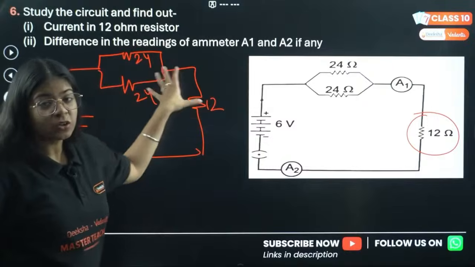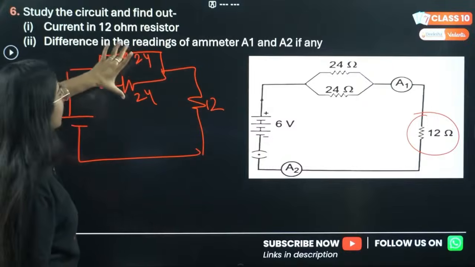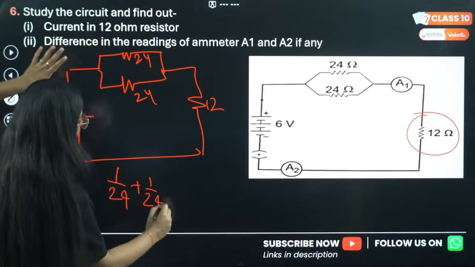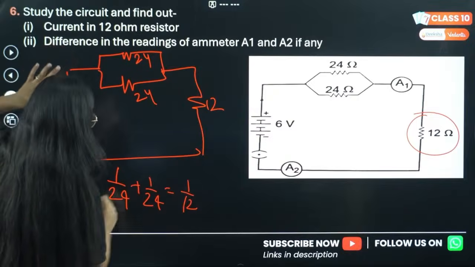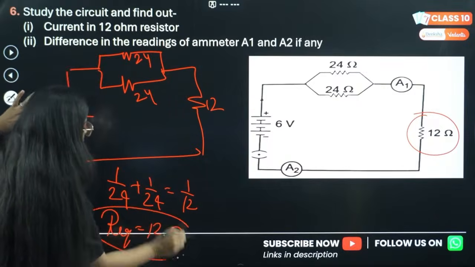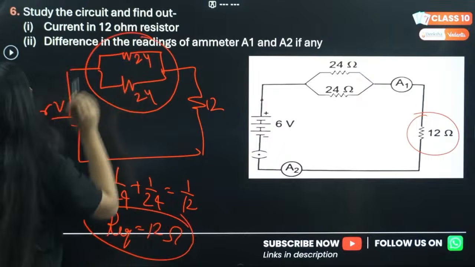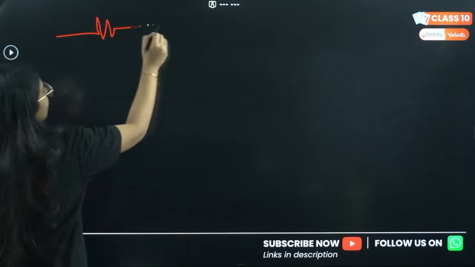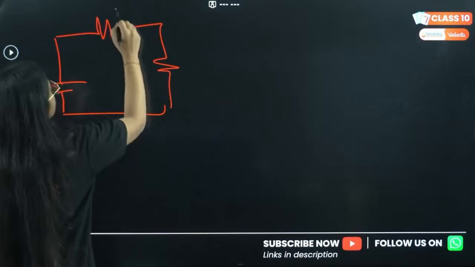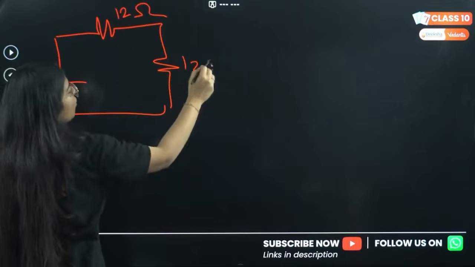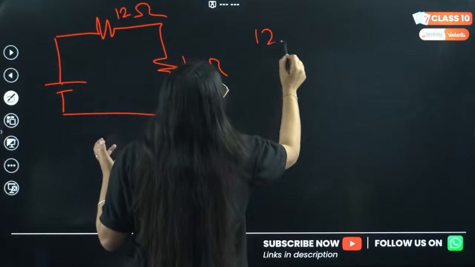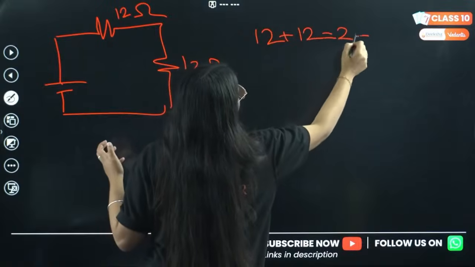So if I need to calculate equivalent resistance of this, these are in parallel. So 1 by 24 plus 1 by 24, which will give me 1 by 12, and equivalent resistance will be 12 ohm for this circuit. So instead of this circuit, can I make this now? This was 12 ohm and 12 ohm. Now we can clearly see that these are in series. So 12 plus 12 will be 24 ohm.